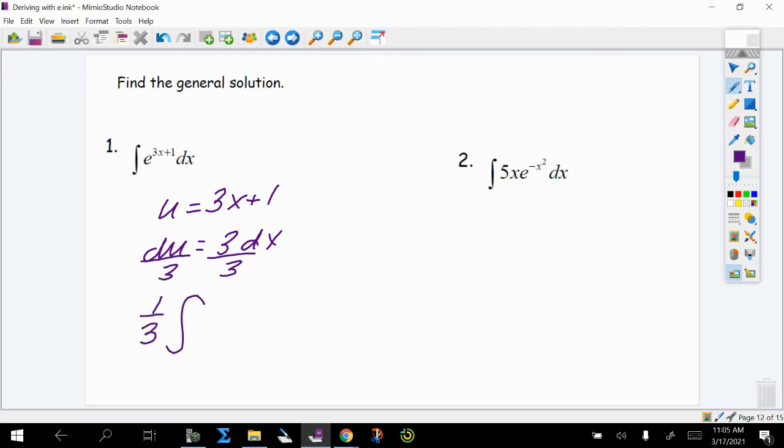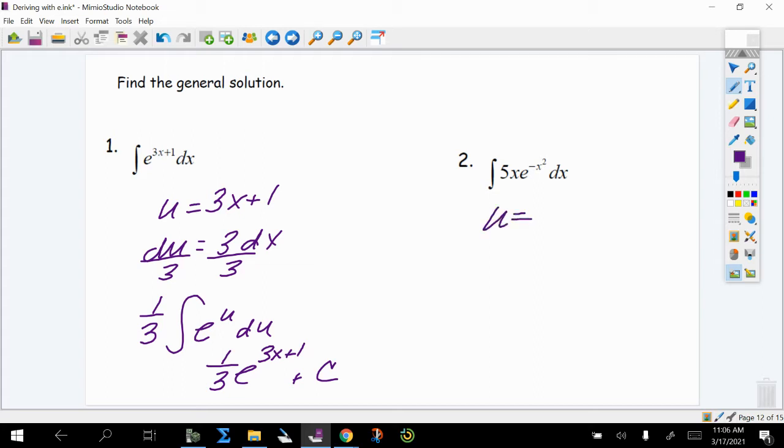And then as far as the form that it's in, this is an e to the u form. This is an e where the exponent is the piece that we called u, and the integral of e to the u is e to the u, so we get 1/3 e to the 3x plus 1. And we can use what we learned yesterday, which was derive the e, derive the exponent, to make sure you get what you started with. Don't forget to put the plus c at the end of your answer as well.